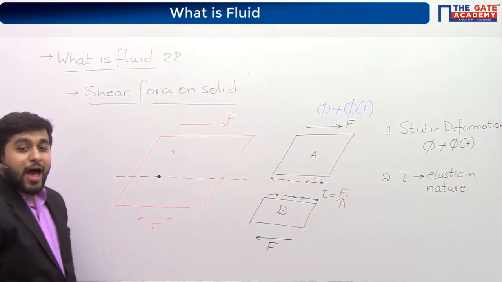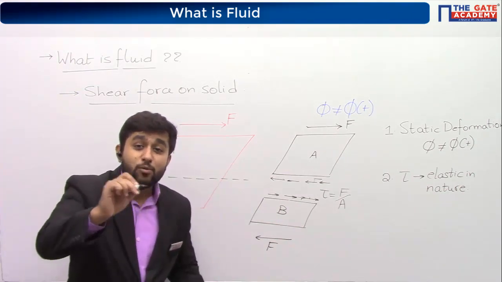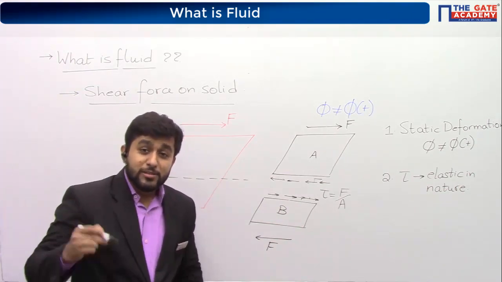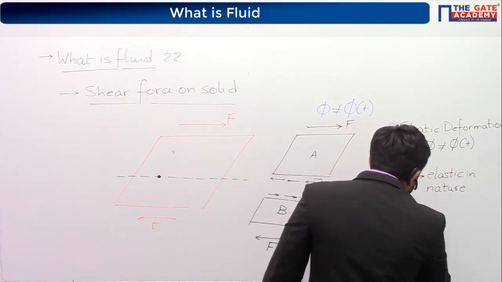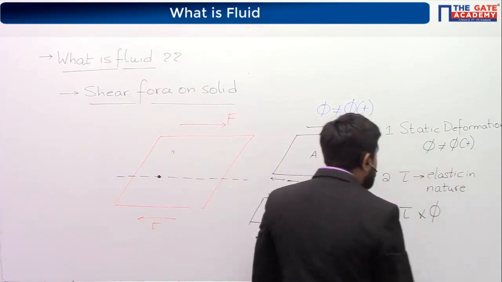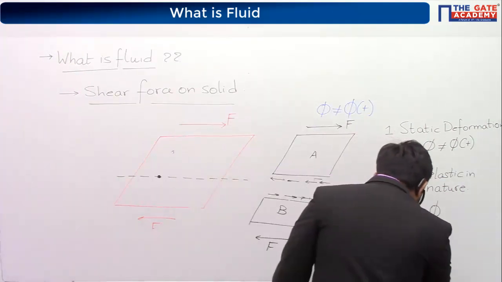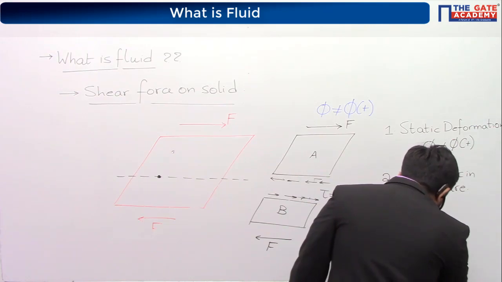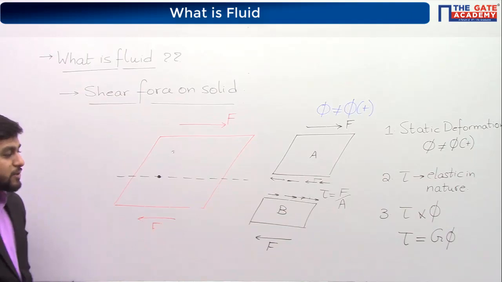Okay? And from UTM, you get sigma is equal to E into strain. Similarly from testing, from experiments, you observe that tau is directly proportional to phi. Shear stress is directly proportional to shear strain. So if you remove the proportionality sign, this will become tau is equal to G into phi. Can anyone tell me what is G?